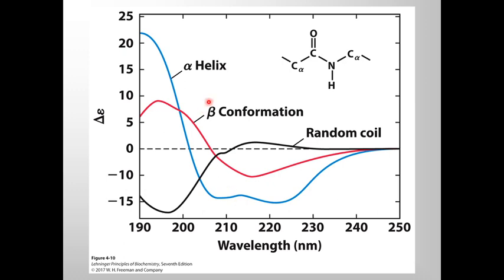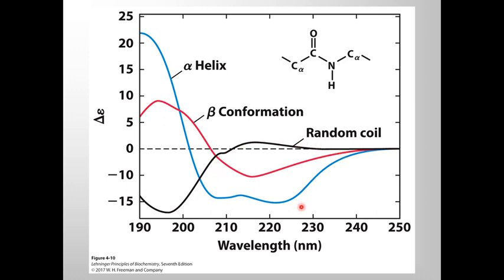Now, as you can see from this graph, there are also positive and negative values. For alpha helix, it has what is called a minima, close to 210 nanometers and 225 nanometers. A beta conformation will have a graph like this, whereas a random coil would look like this.